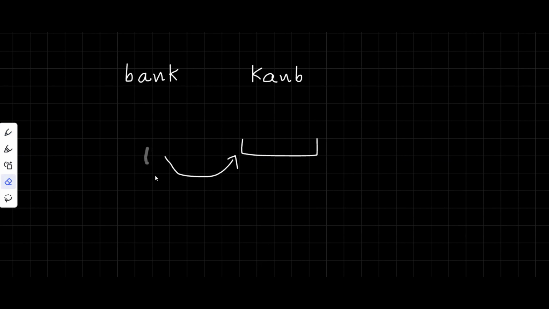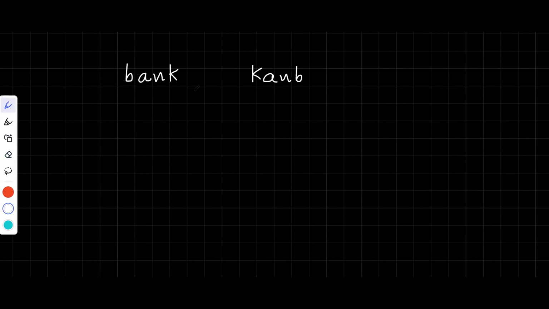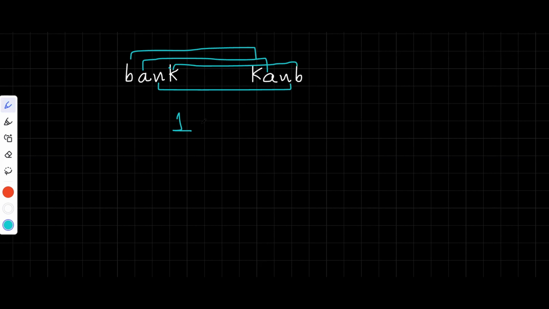For this we will consider the original strings. We check whether B and K are equal or not. No, they are not, so there is one difference. Now we check whether A and A are equal. Yes, so there is no difference. Then we check whether N and N are equal. Yes, so there is no difference. After that, we check whether K and B are equal or not. No, they are not, so there are two differences.